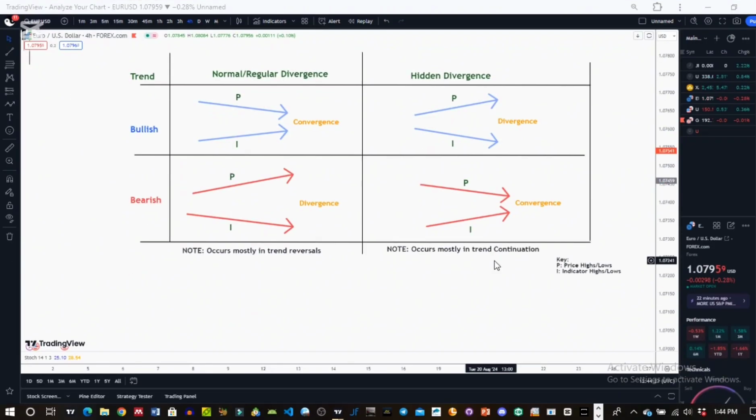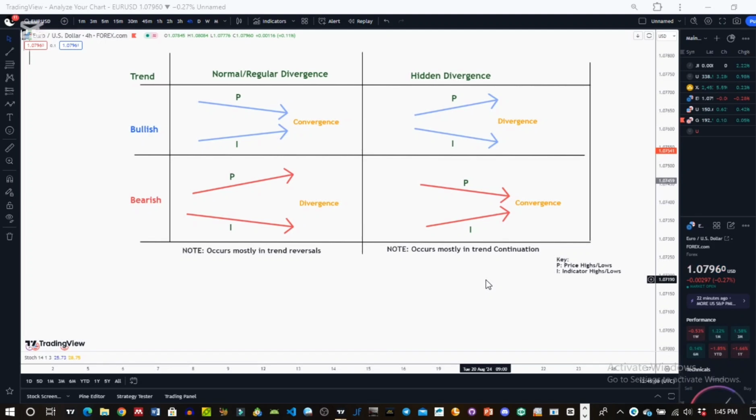So in summary, this is just a guide which you could use whenever you are trading divergence. For a normal regular divergence, this is what you look out for in a bullish scenario and a bearish scenario. And remember, it occurs mostly in trend reversals. This P stands for price, and this is indicator. So you look out for convergence in bullish scenarios and divergence in bearish scenarios. While for hidden divergence, you look out for divergence in the bullish scenario, while you look out for convergence in the bearish scenario. I hope this will be helpful.